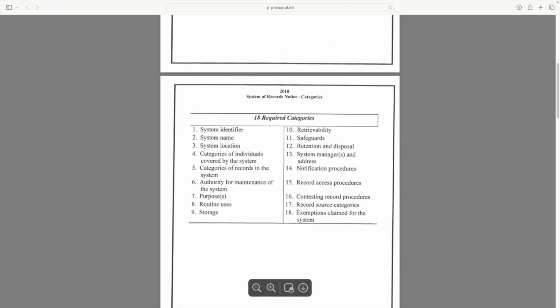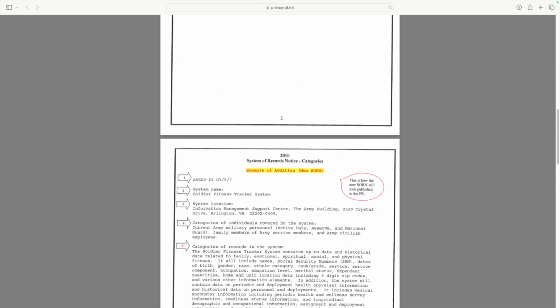Now, this is the information that you'll find inside your SORN: the system identifier, the name, the location, categories of individuals covered by the system, category of records in the system, the purpose, the routine uses, the retrievables. This is what is required in those categories.